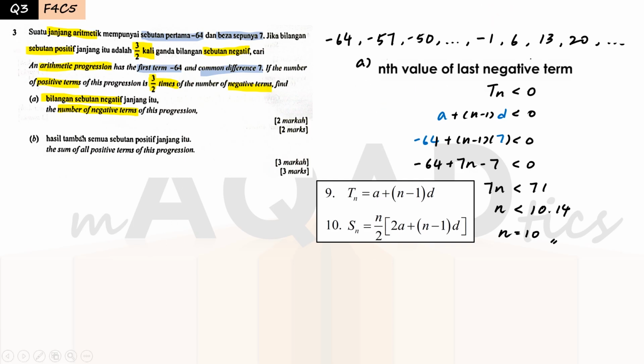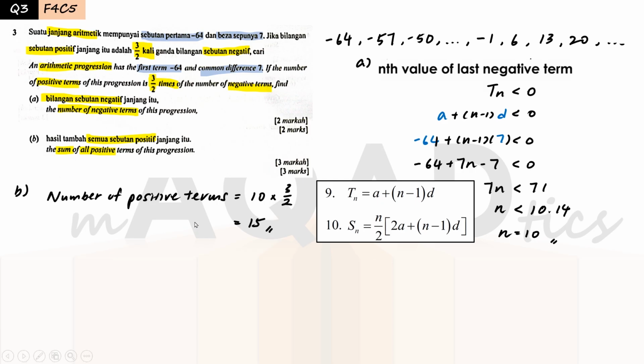For the next part, we need to find the sum of all positive terms, but before we find the sum, let's find out how many terms we need to add up, right? Here we know that the number of positive terms is 3 over 2 times the number of negative terms, which we have found in part A. So to find the positive terms, we just do 3 over 2 multiplied by 10. So we have 15 positive terms and we need to add them up together.